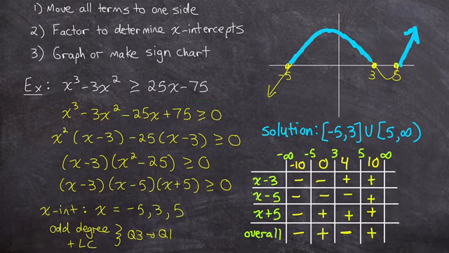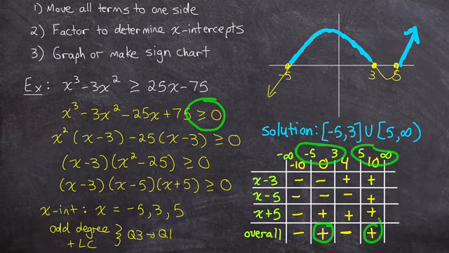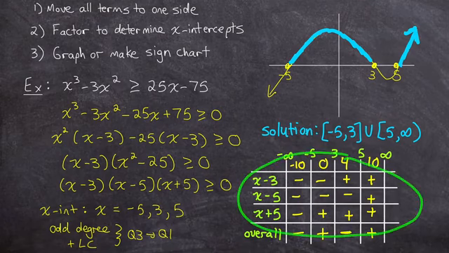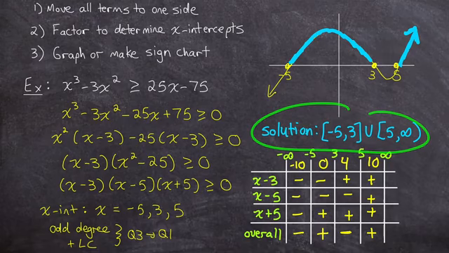And because we're looking for when the polynomial is greater than or equal to 0, anytime it's positive, which is in these 2 intervals from negative 5 to 3 and 5 to infinity, that's when the polynomial will be greater than or equal to 0. So this sign chart is an alternate way to come up with this exact same answer without having to graph the polynomial.